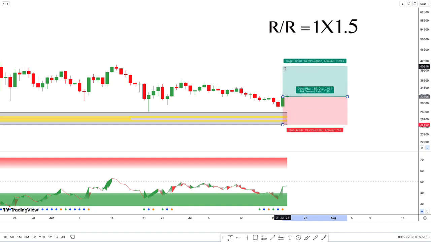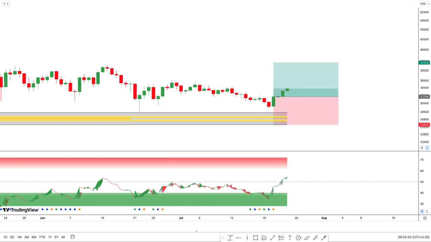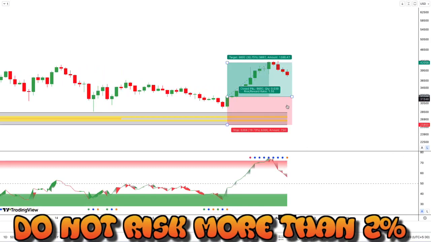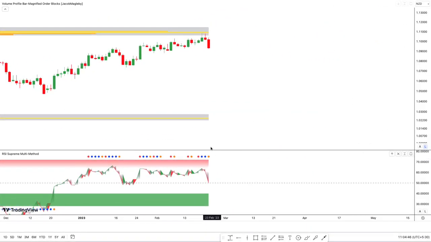Target 1 is a 1 to 1.5 risk to reward ratio. Apply a trailing stop loss as soon as the price has moved in your favor. Remember, do not risk more than 2% of your account per position. Do the opposite for a short setup.